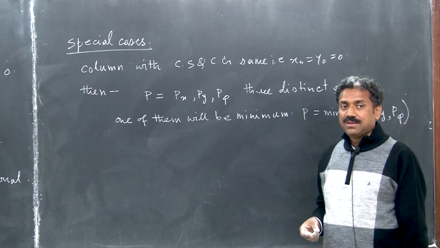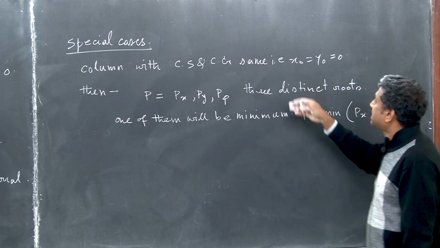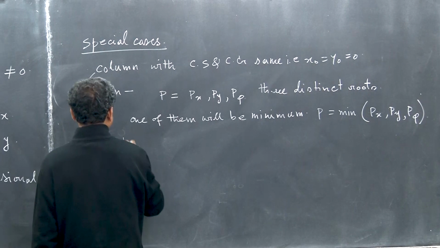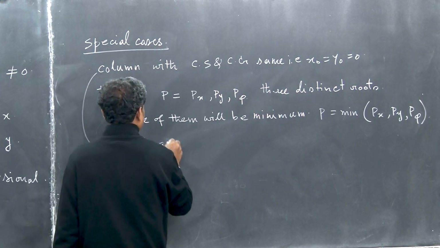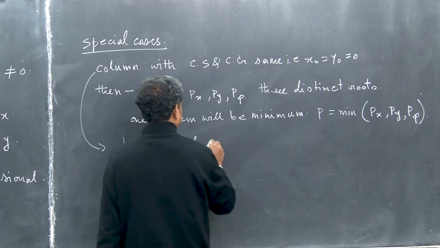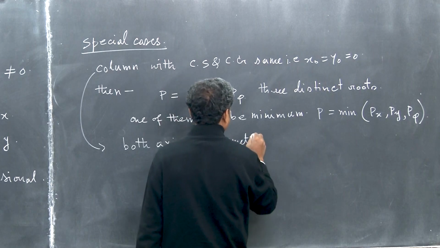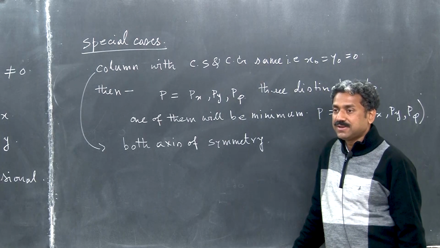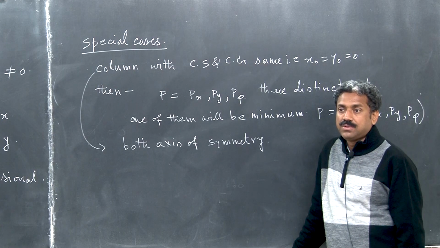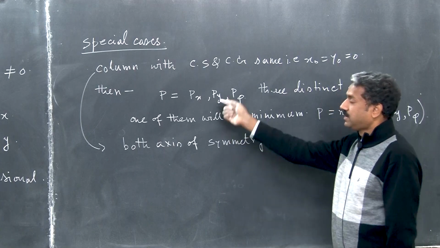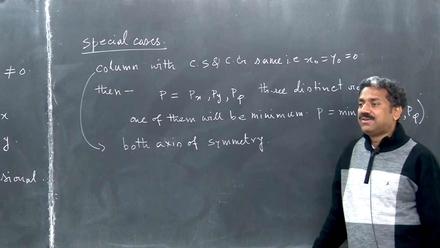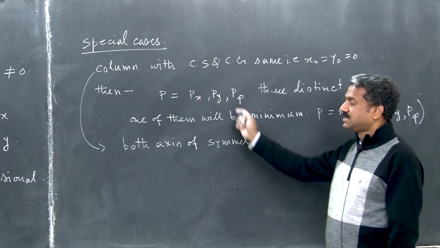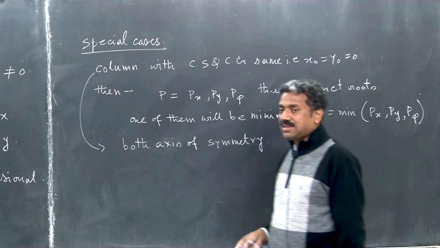You see, because if they are the same, that means this kind of column has both axes of symmetry, x0, y0, okay, both axes of symmetry. So it will buckle at the minimum of the 3, and in most of the cases, for basically wide flange hot rolled sections, the flexural one is the minimum, that is what it buckles in, okay. There are other examples also.